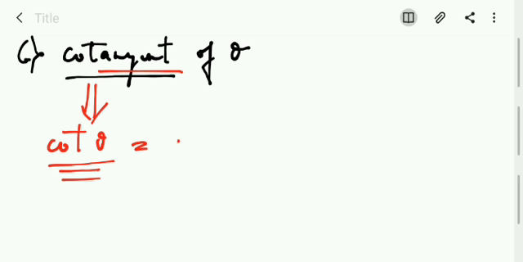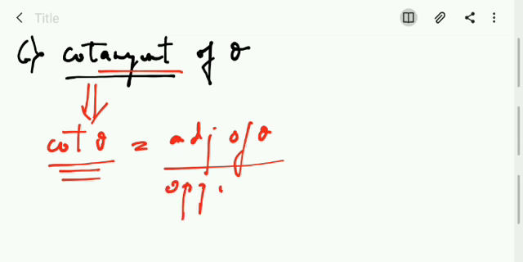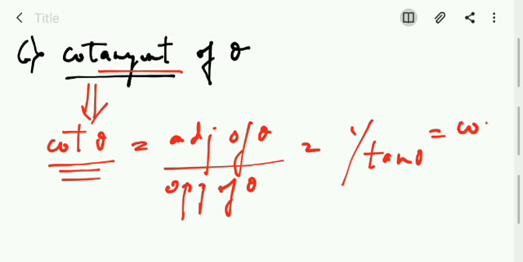which is nothing but adjacent of theta by opposite of theta, or simply we can write it as 1 by tan theta, right? Or cot theta can also be written as cos theta by sin theta. Remember what is tan theta? Sin by cos. But what is cot now? It is the reverse, which is nothing but cos by sin. Simple.